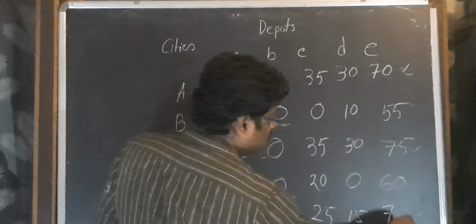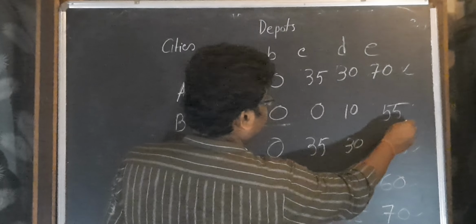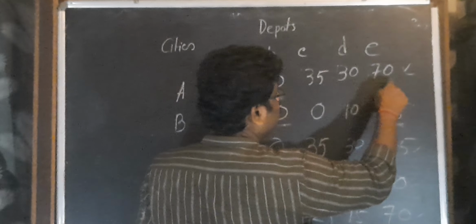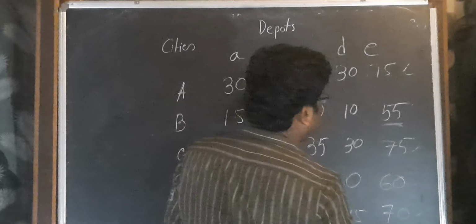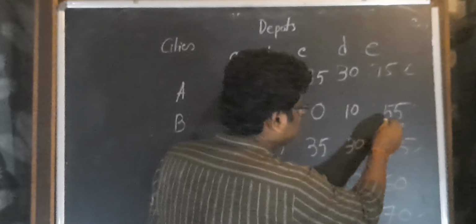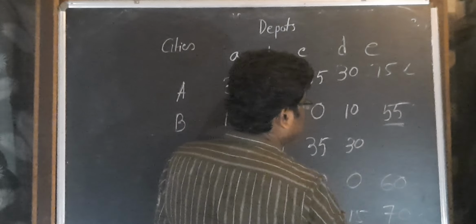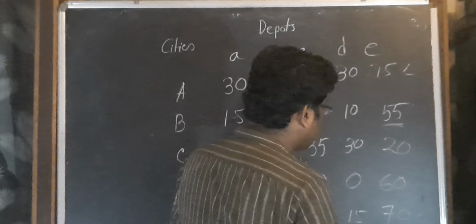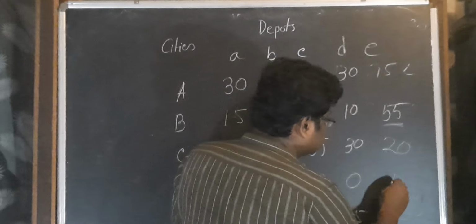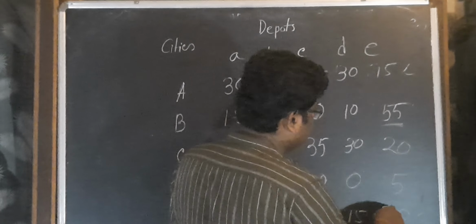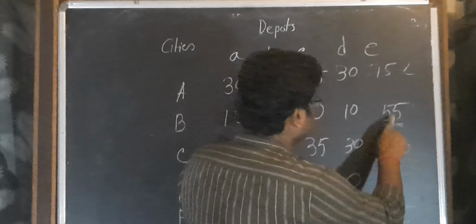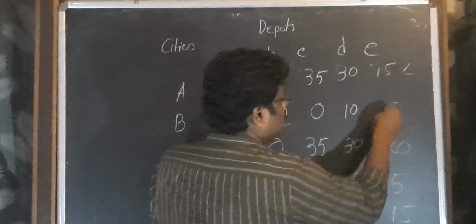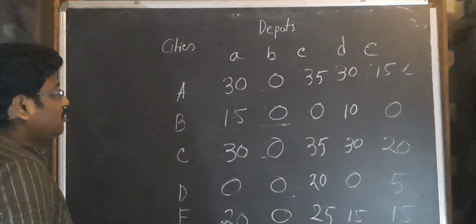Now if we consider this column, the minimum value is 55. You subtract it from 70, then it will be 15. Now if we subtract 55 here, it will be 20, then 5. 60 minus 55 is 5, and 70 minus 55 is 15, and it will be 0. 55 minus 55 equals 0.